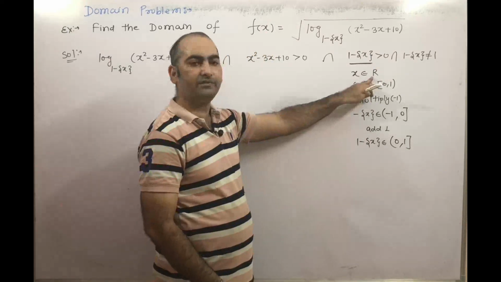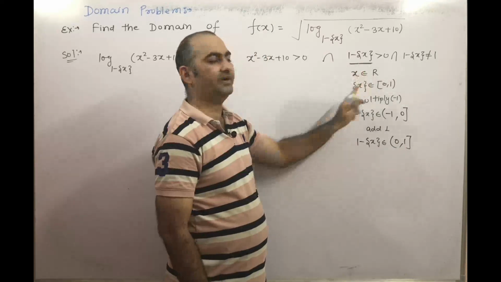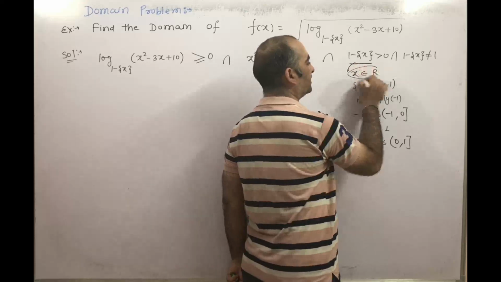So for x belongs to R, we can say that this value is in the open-closed interval 0 to 1. So we can say this is always defined. So for this one, x belongs to R will come.